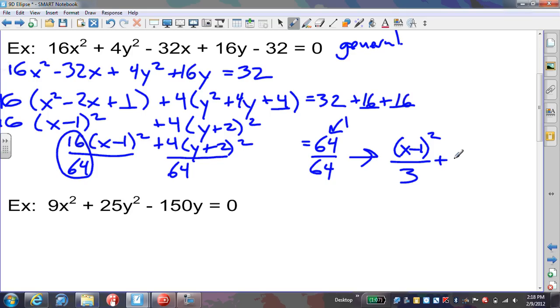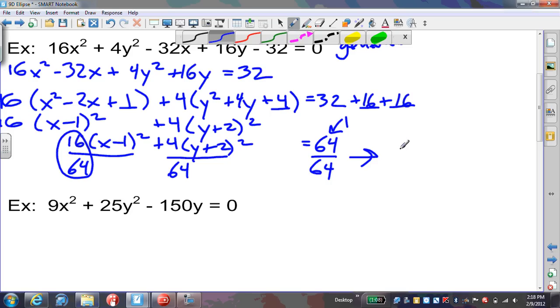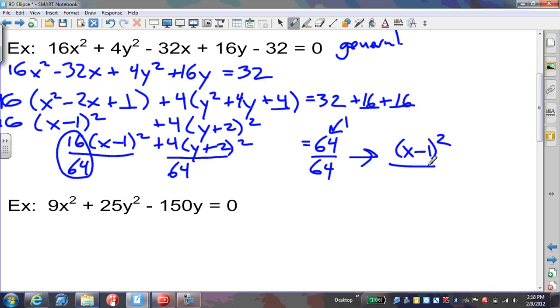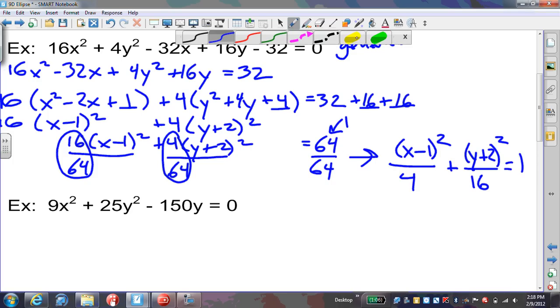Actually, I messed up here real quick. Let me backtrack just a hair. Rewrite this, and we're going to put x minus 1 quantity squared, and this is going to be over 4. 16 divided by 64 is 4, so I apologize for that. Then we're going to do the y part, and we're looking at these numbers, 4 over 64. So now we're going to put y plus 2 quantity squared all over 16. And notice over here we have 64 divided by 64, so this is 1. So notice now we have it in standard form.